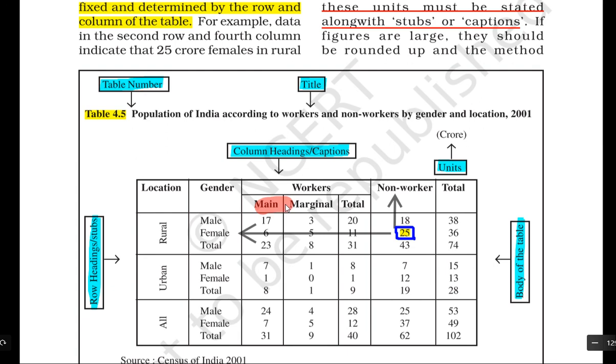As I discussed, the main, marginal, workers, non-workers, these are the column headings. Units are given here in crores, and then after that the row heading is given, the stubs are given. The stubs are rural, urban, all these are the stubs or row headings. It shows you about the rows. Then after that the body of the table is given. These are the body of the table, and these are the row headings, stubs, and these are the caption or column headings.